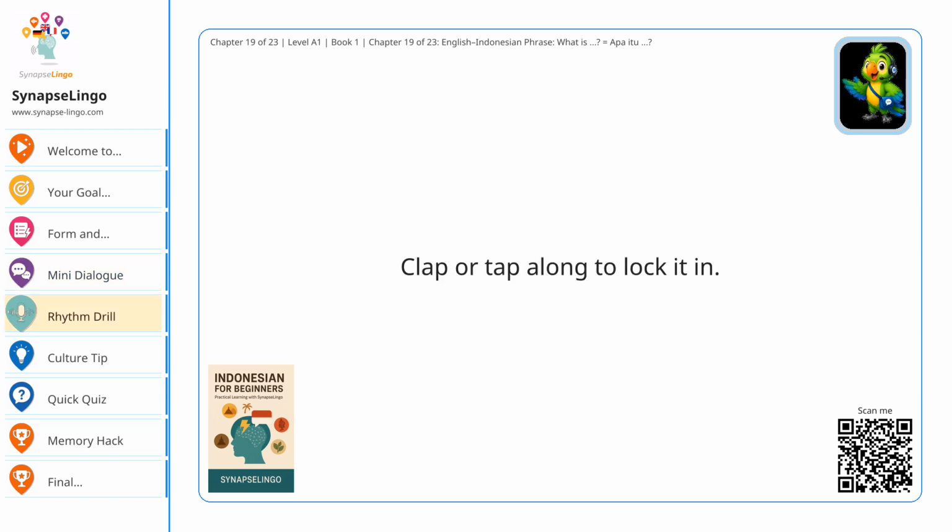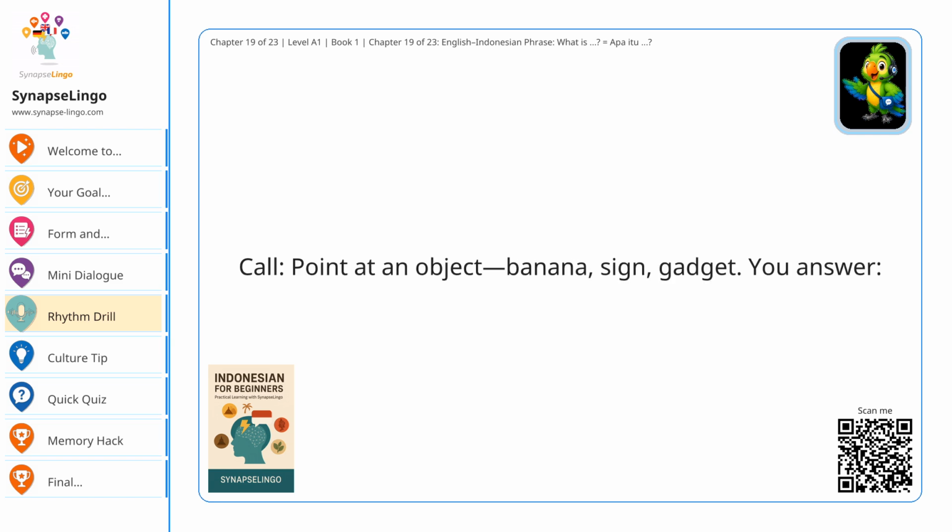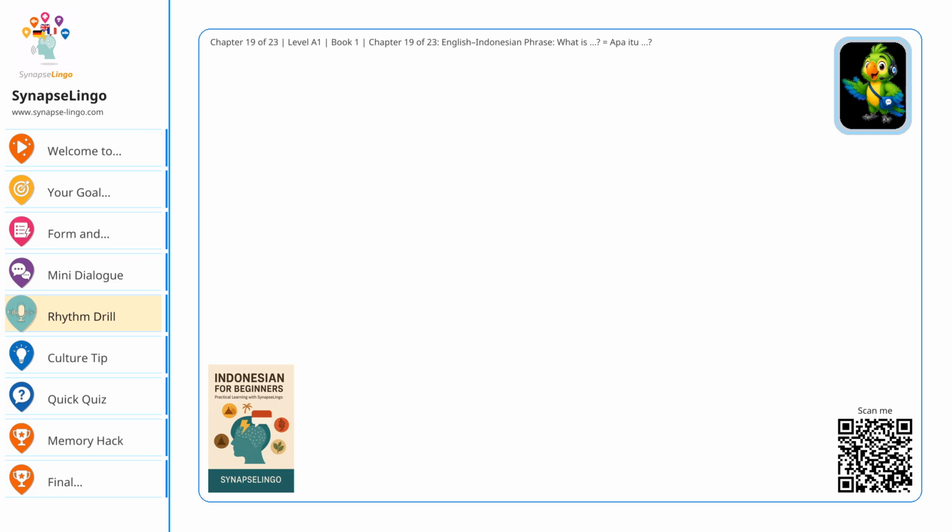Rhythm drill. Clap or tap along to lock it in. Call: Apa itu? You answer: Apa itu? Call: point at an object, banana, sign, gadget. You answer: Apa itu? Speed up round. Say it three times fast. Apa itu? Apa itu? Apa itu?